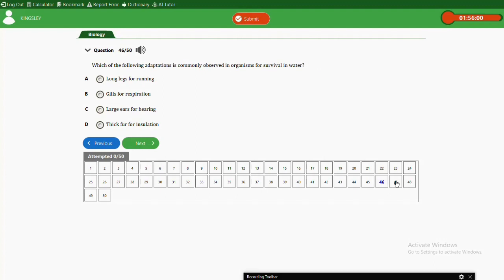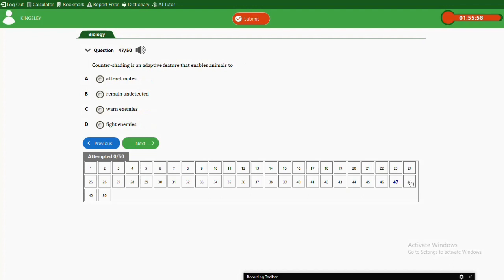Which of the following adaptations is commonly observed in organisms for survival in water? A is long legs for running, B is gills for respiration, C is large ears for hearing, and then D is thick fur for insulation. So the correct option here is option B, that's gills for respiration, and that's what aquatic organisms use for survival, or their adaptive feature for survival in water.